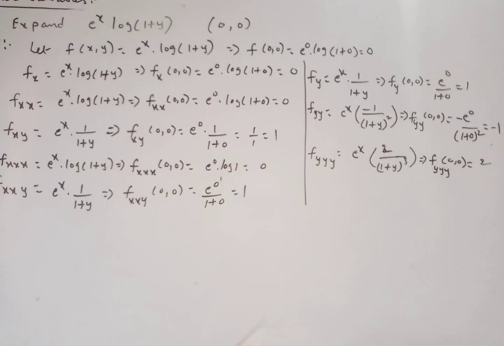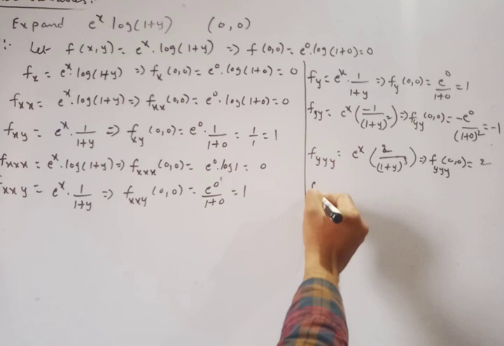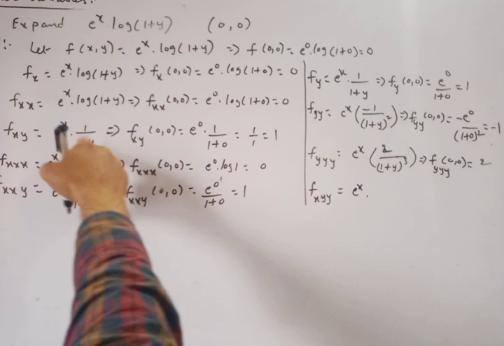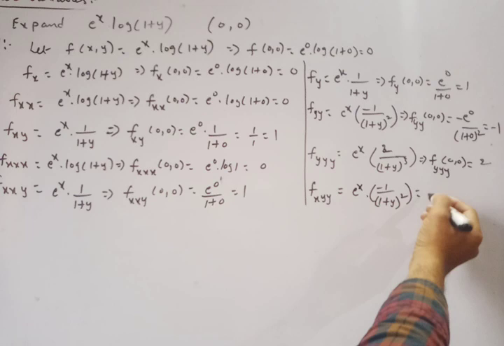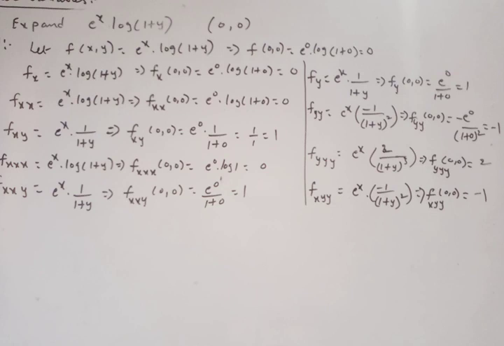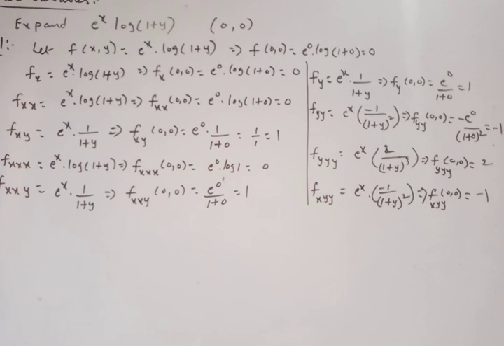Next, what you need to calculate? f x double y. This means you need to differentiate this part again with respect to y. So what I get here? e power x is as it is, so 1 by x differentiation is what? Minus 1 by x square. At f x double y at (0, 0), how much will it give? e power 0 is 1 and 1 plus 0 is 1, so minus 1 by 1 will get minus 1.